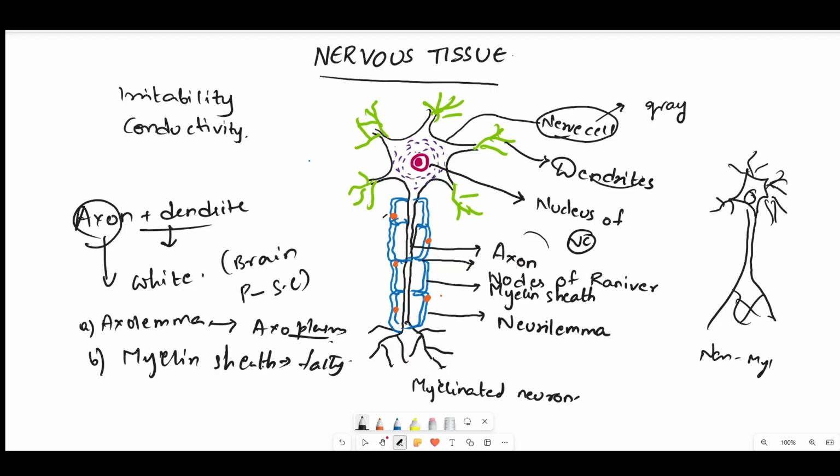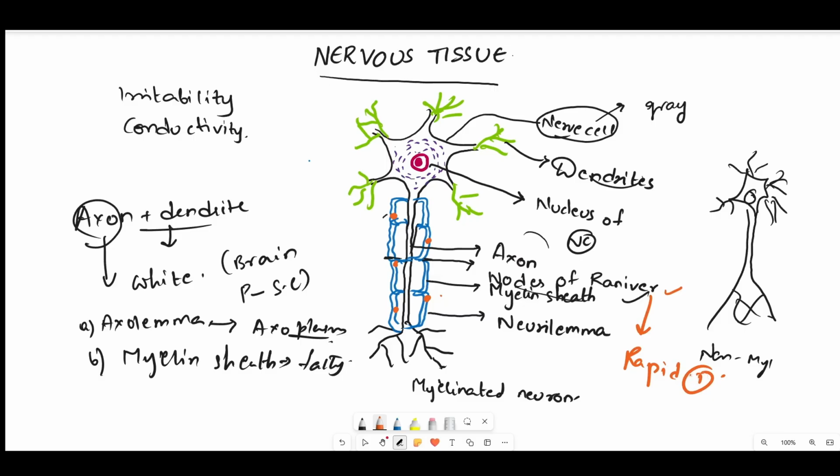This myelin sheath is absent at certain intervals. Those intervals are called the nodes of Ranvier. So what do these nodes of Ranvier do? They are useful for the rapid transmission of nerve impulses.